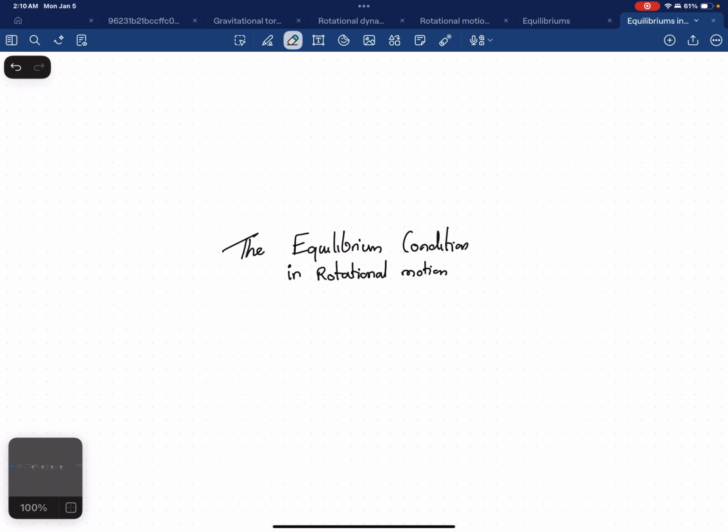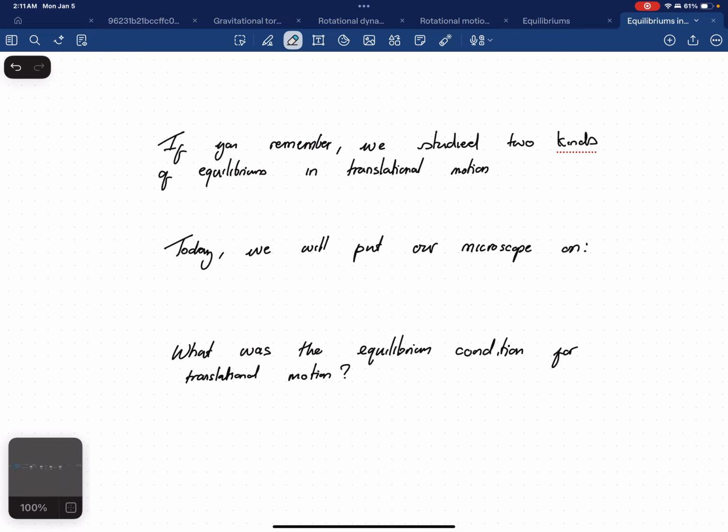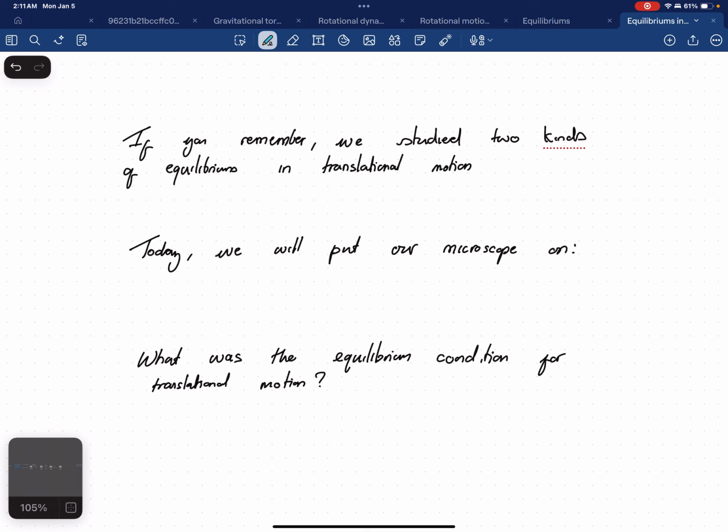Hey guys, today we're going to talk about the equilibrium condition in rotational motion. Honestly, I find equilibrium very interesting and one of my favorite parts of physics. One reason is because they make life a little bit easier. But anyway, let's get started.